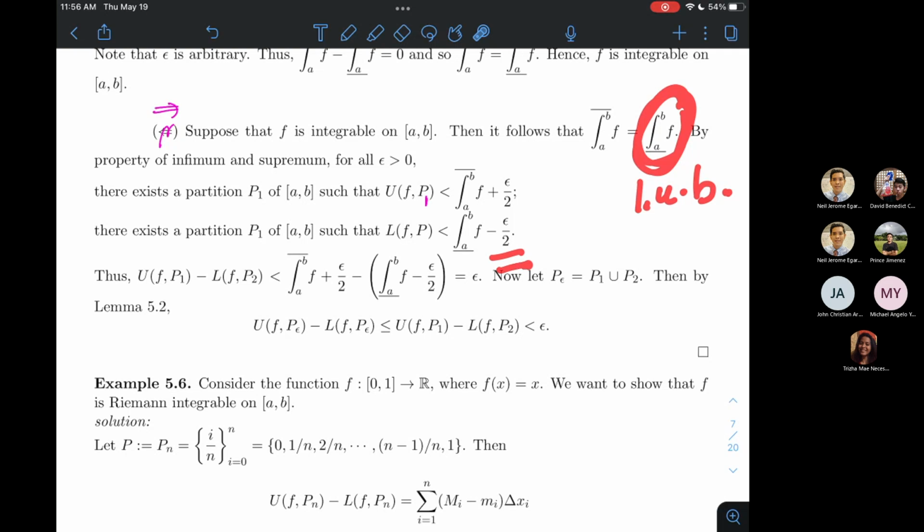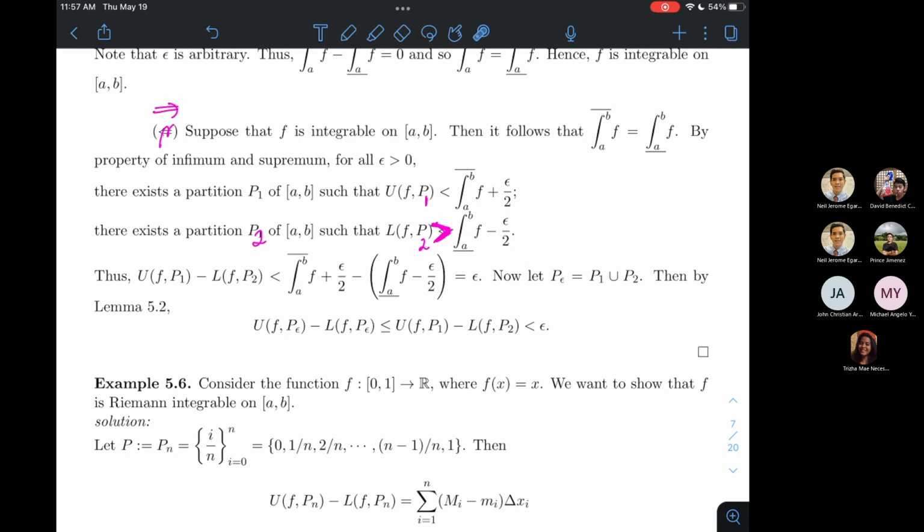So therefore, there will exist a partition inducer P2 of the closed interval AB such that that lower sum will be greater than the LUB minus a positive number. All right? Kasi hindi na nga ito pwedeng maging upper bound, so meron ng isang lower sum na mas malaki kesa sa kanya. Agree ba? Or malabo? Okay lang?